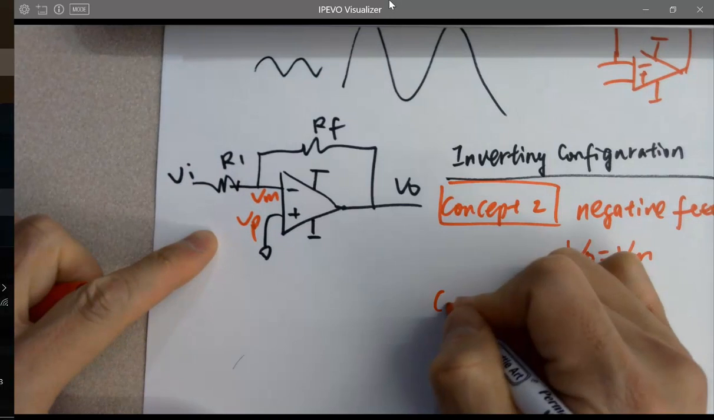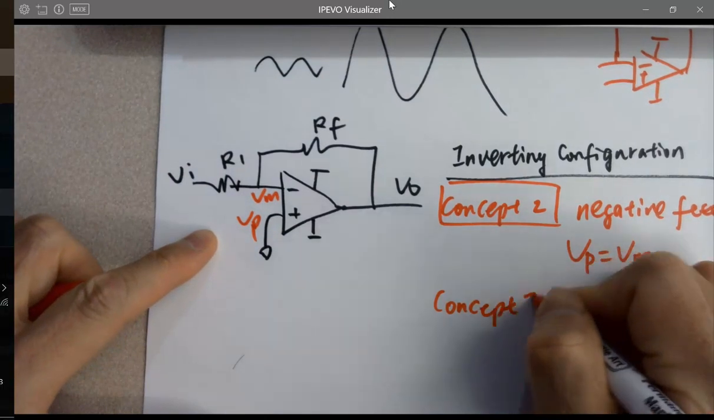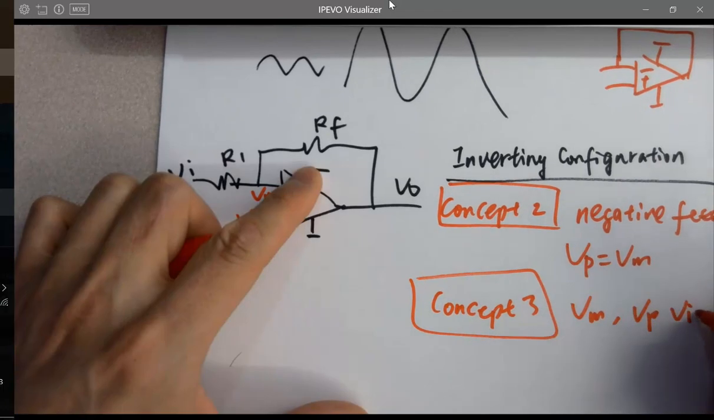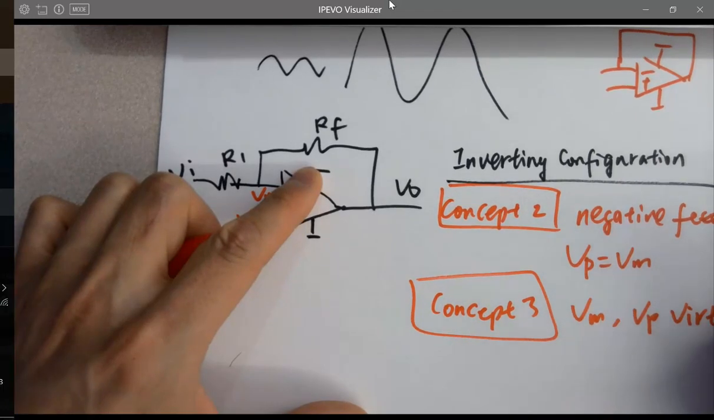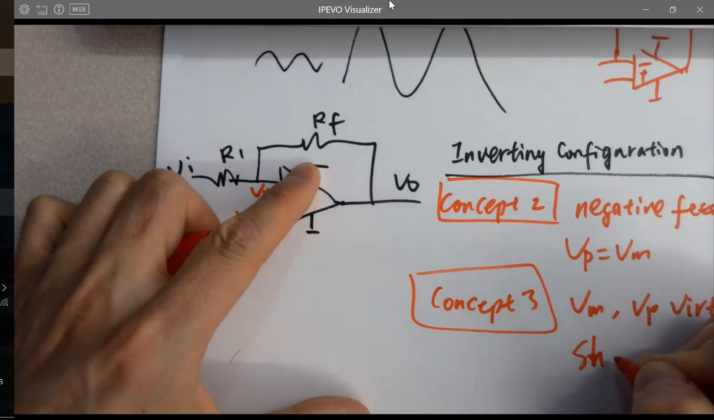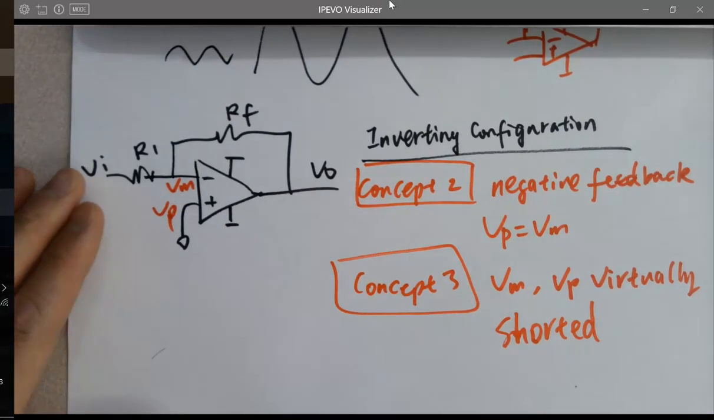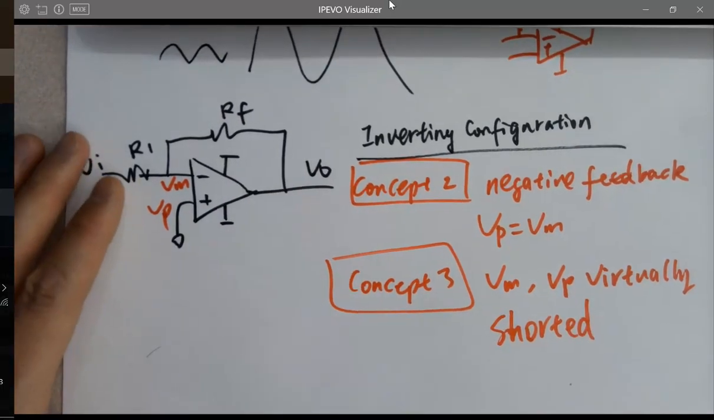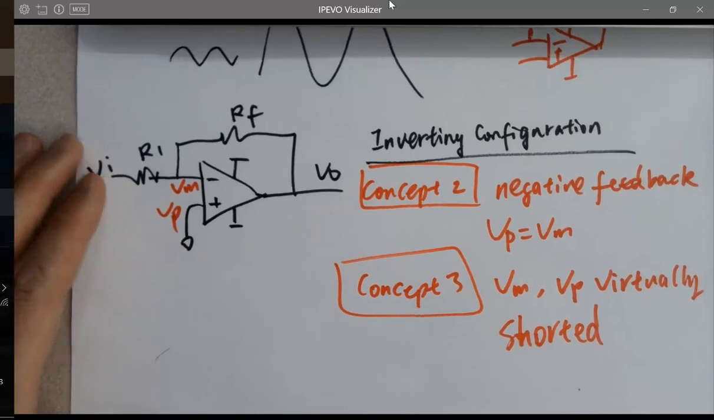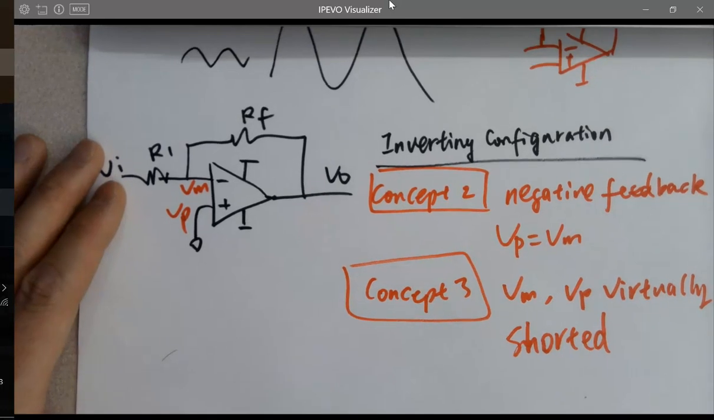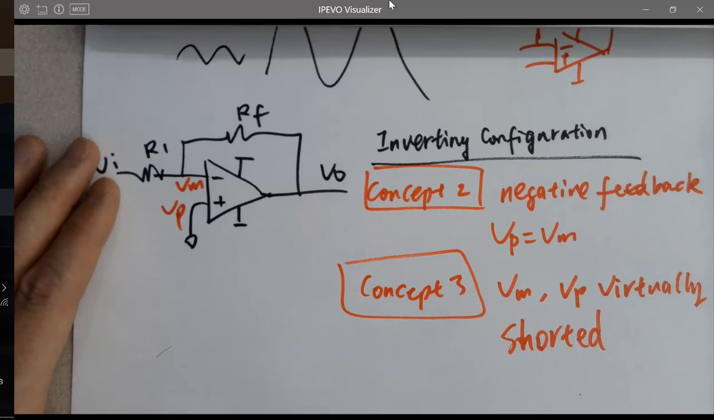Okay, concept number 3. VM, VP are virtually shorted. This is very annoying. I'm not saying the technology is annoying, I'm just saying learning all these nonsense concepts is super annoying for beginners. VM, VP are virtually shorted. How does that come? Because they are equal, that's why they are virtually shorted.